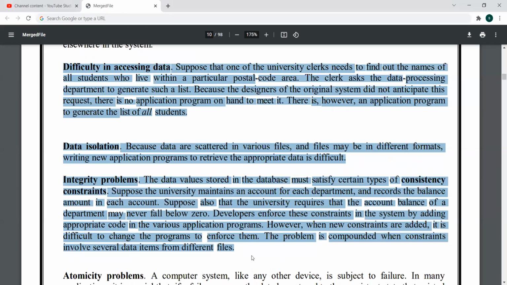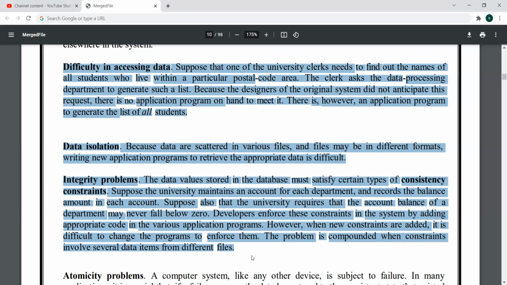Difficulty in accessing data. Suppose that one of the university clerks needs to find out the names of all students who live within a particular postal code area. The clerk asks the data processing department to generate such a list because the designers of the original system did not anticipate this request. There is no application program on hand to meet it. There is, however, an application program to generate the list of all students. This is difficulty in accessing data. Data isolation: data is scattered in various files and files may be in different formats. Writing new application programs to retrieve the appropriate data is difficult.